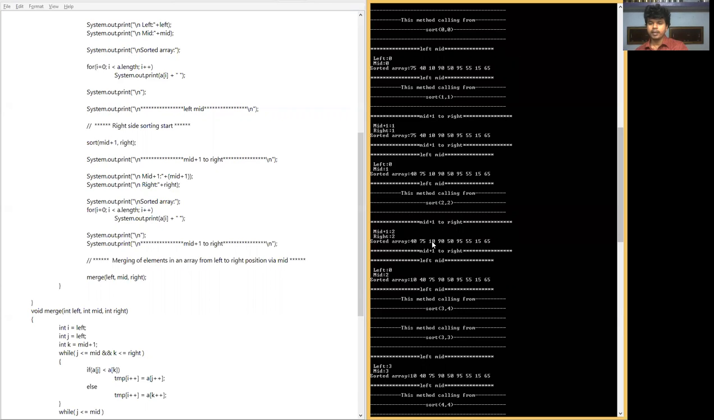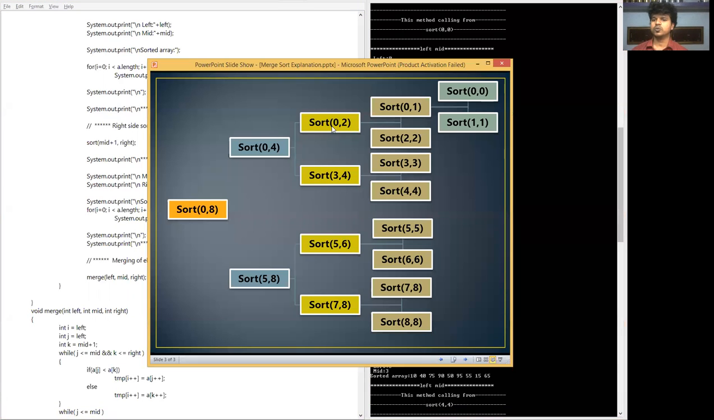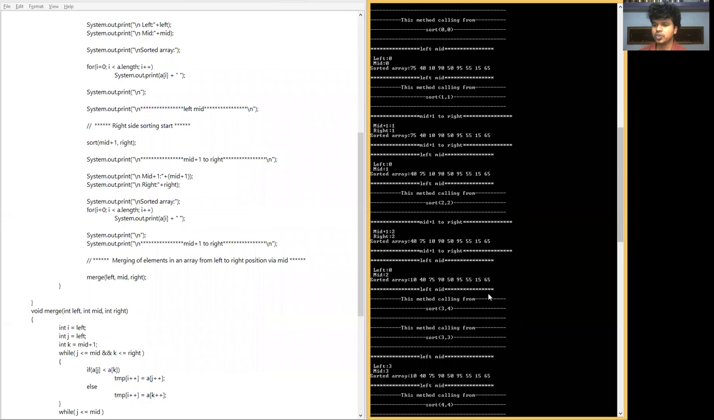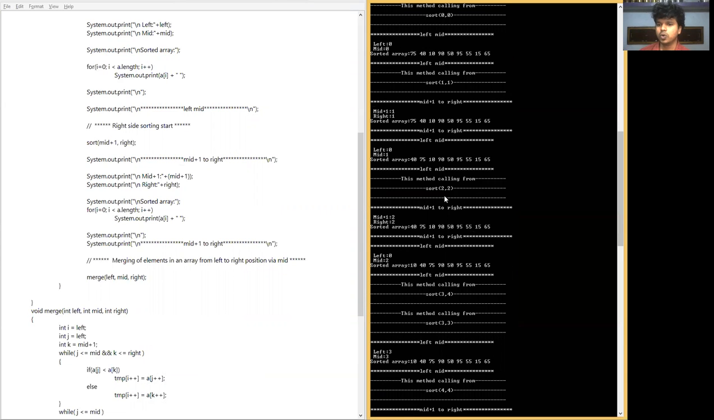We are going to apply the merge sort technique on these three elements. These three elements came from method 0, 2. 2, 2 could not apply any kind of sorting technique. For sort 0, 1, we also applied a technique such that 40 appears in first place and 75 appears in second place. And these two methods came from sort 0, 2. So from 0, 2, after evaluating this, we go to left mid.